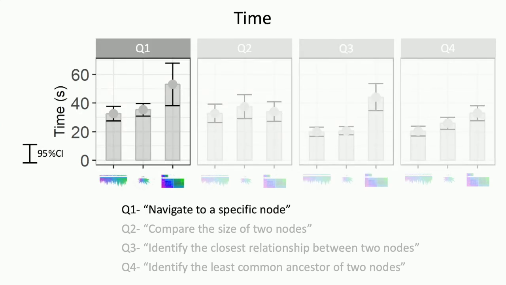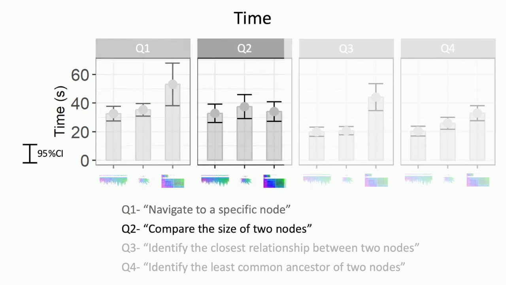Let's look at the time now. For question 1, we can see tree map was slower than the other 2. And here, the post hoc comparison told us, the solid arrow indicates the p-value is smaller than 0.05, and it is actually tree map was slower than the other 2. For question 2, all visualizations perform similarly. They don't have a difference.